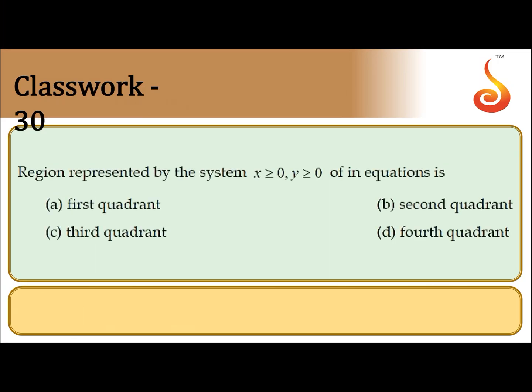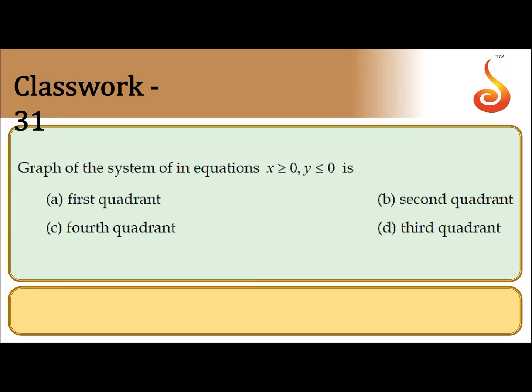Okay, coming to the next one. A few inequalities we'll see. The region represented by the system x greater than or equal 0, y greater than or equal 0. Clearly we know x greater than or equal to 0 will be the first quadrant, y greater than or equal 0 first quadrant. X greater than or equal to 0 means right side to the y-axis. Y greater than or equal to 0 means it is above the x-axis. And therefore definitely the common region is nothing but the quadrant 1, the first quadrant. So the answer is equal to A.